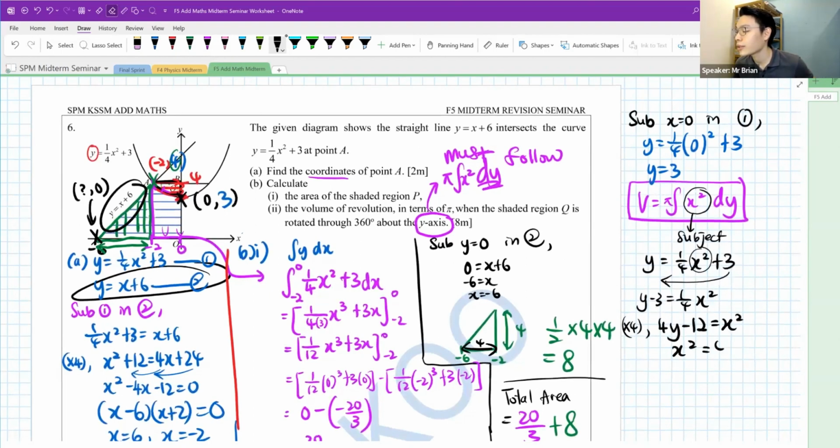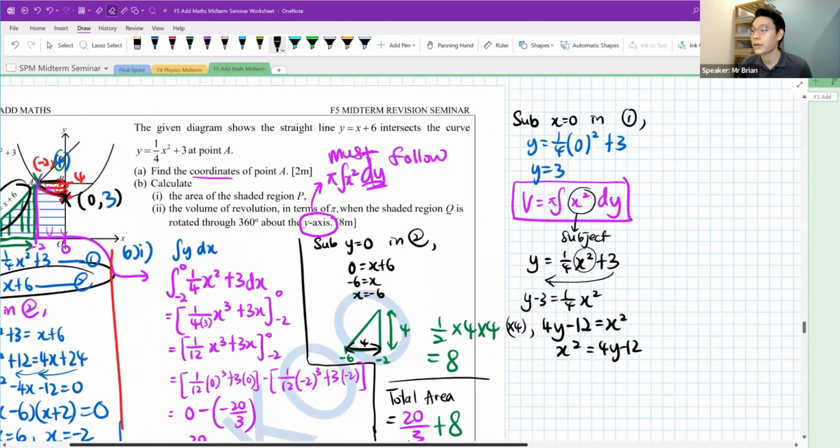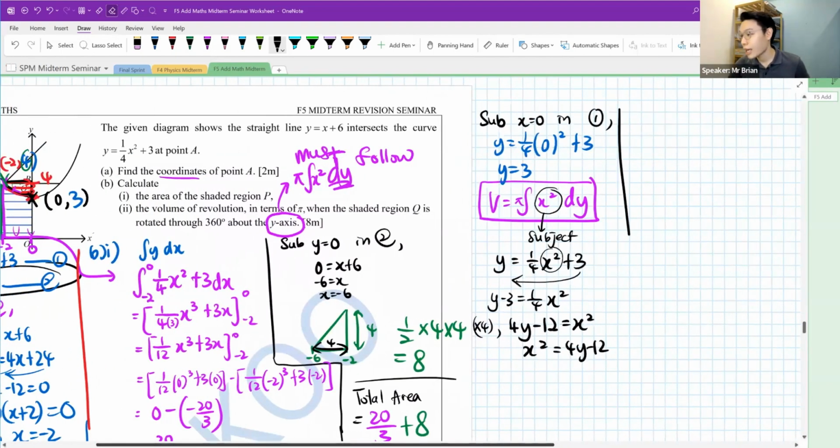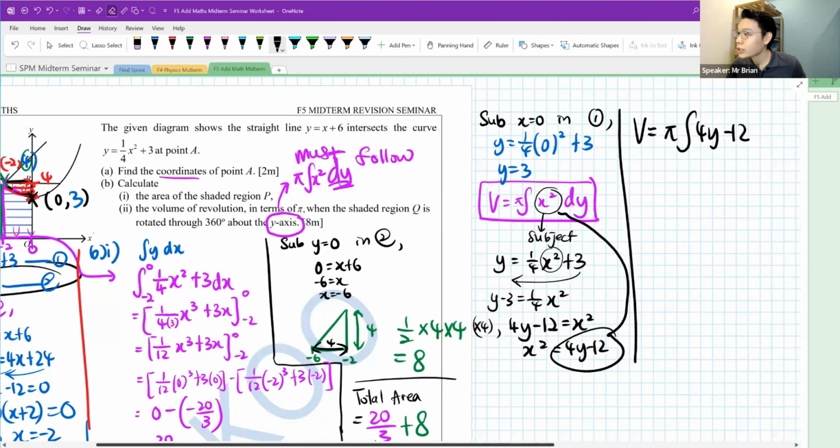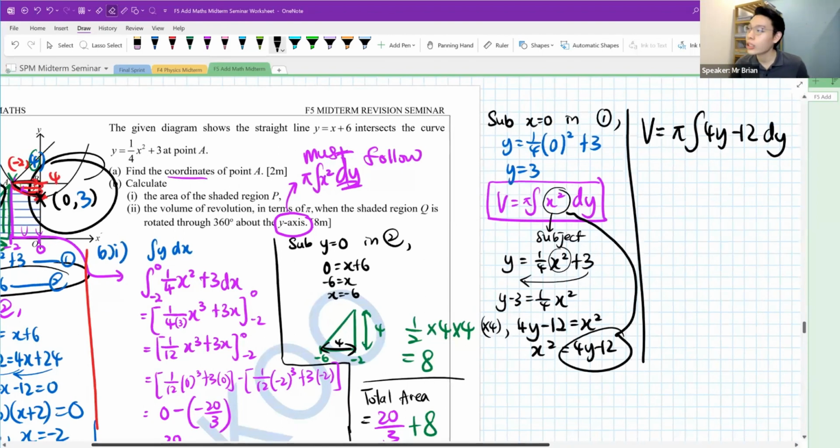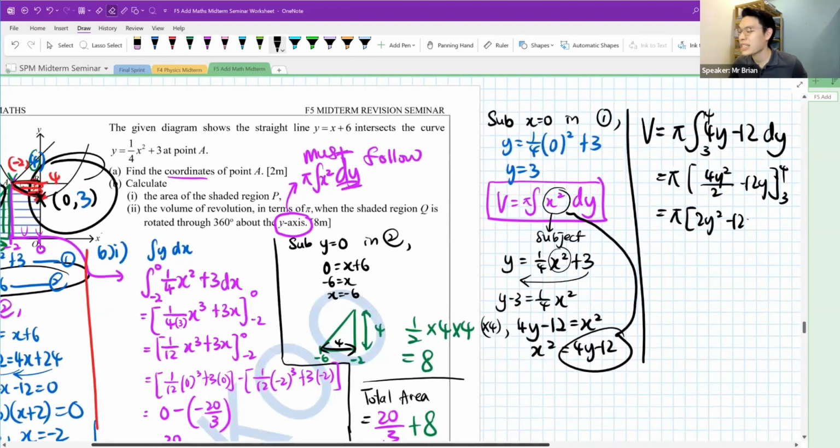This is what you want to integrate. So we are to find out the volume, you are integrating x squared. What is x squared? 4y minus 12 dy. We are dealing with the y-axis, and we are integrating from 3 until 4. You see, I follow carefully, I'll make sure that I get the answer for sure. Power plus one, power divide. The pi won't mess up your integration, because pi is just a number. Pi is just 3.142. So no big deal.